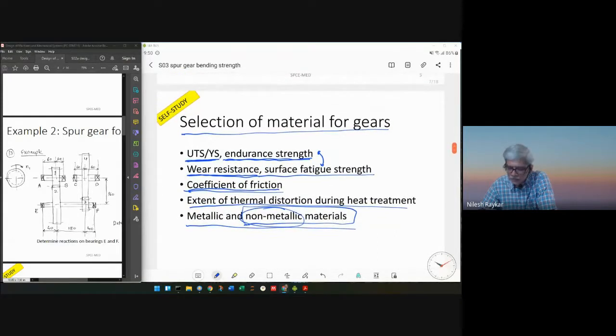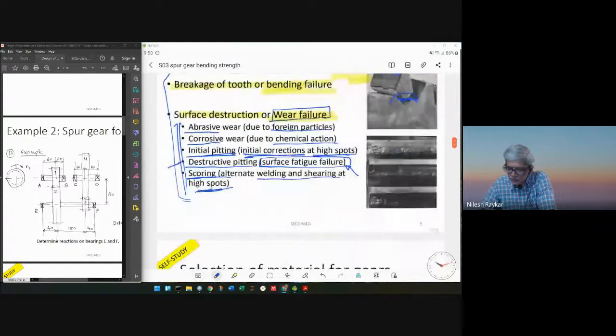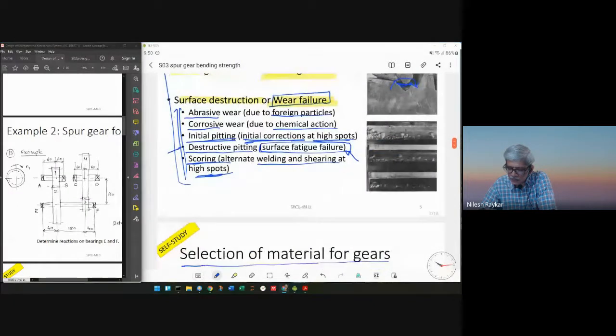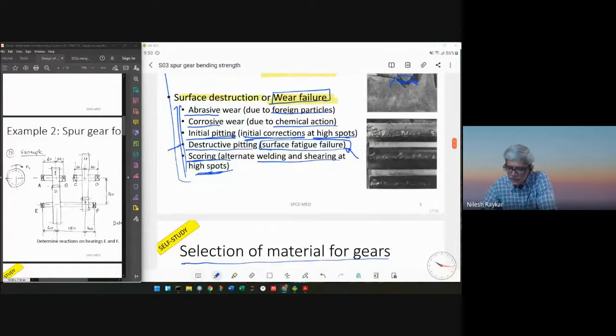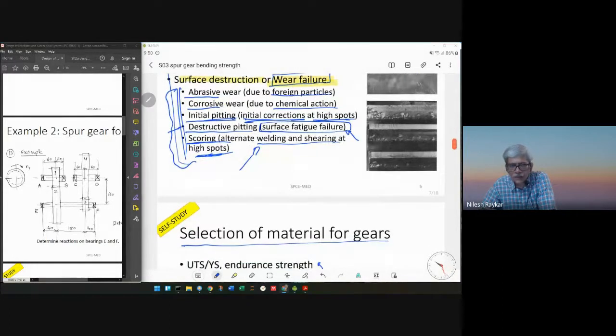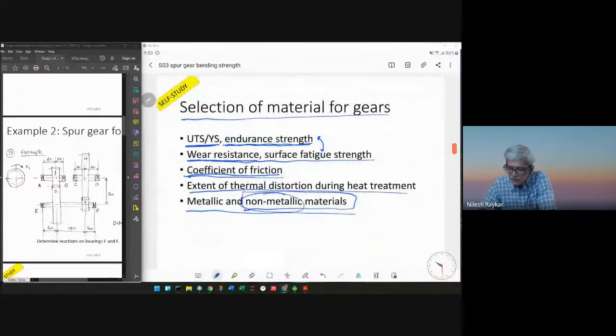So from the exam point of view, on both these topics, the questions will be related to applications, in the sense: for a particular type of failure, what would be the cause? Whether it is abrasive, corrosive, or initial pitting. So you may be given output, and similarly material-related questions would be there.